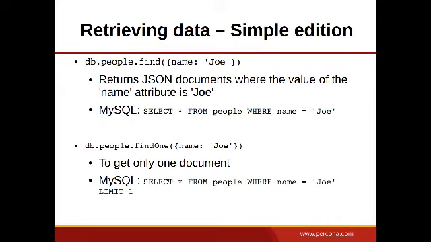Now that you know how to insert some data into the database, let's see how to fetch data. For that, you have another operator, which is find. So if we want, for instance, to find all the documents in the people collection where the name attribute is Joe, we will run db.people.find, and then the JSON document with name : Joe. Very easy. So the equivalent in the MySQL world would be select star from people where name equals Joe.